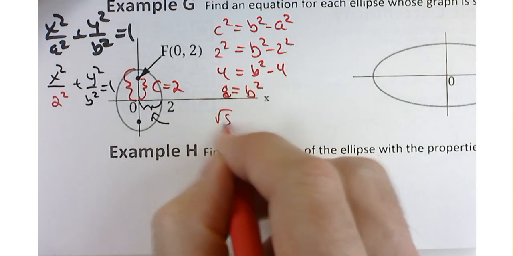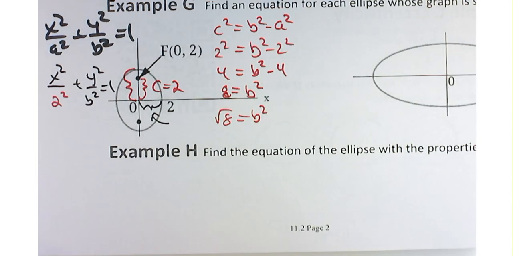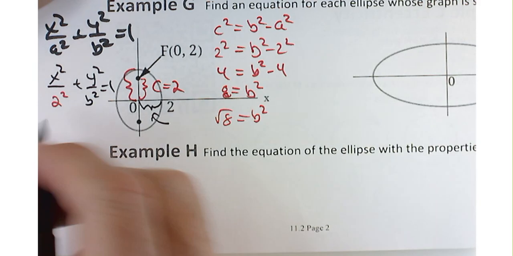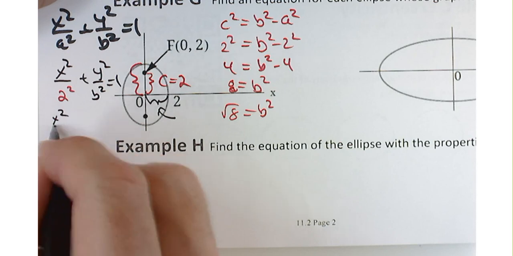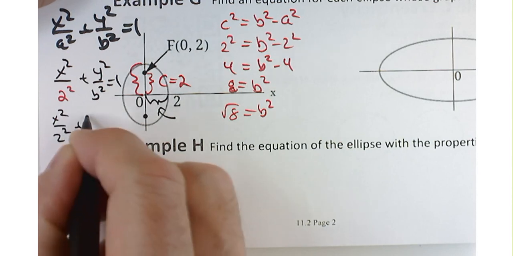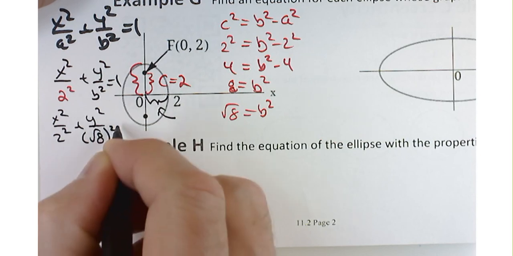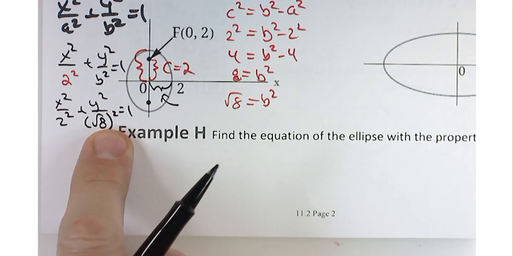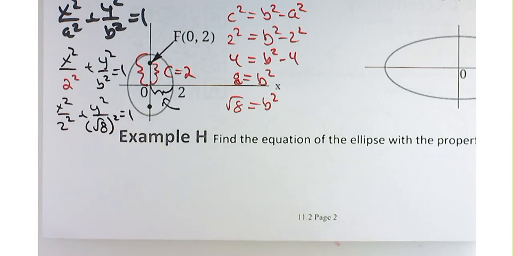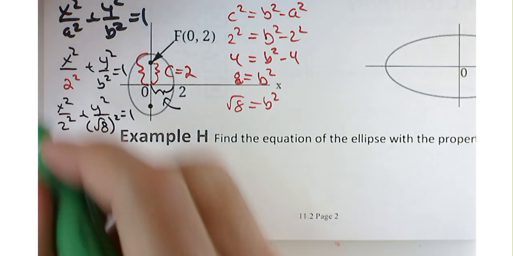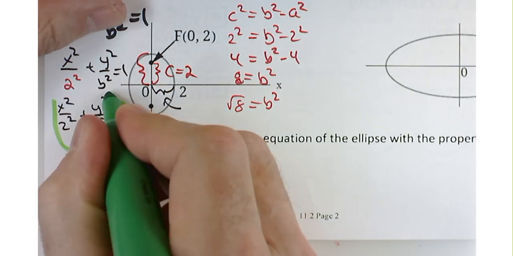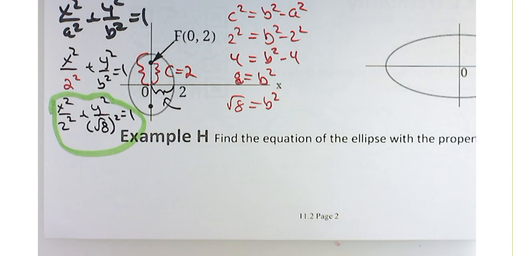Square root of 8 is b squared. And that's it. There's your answer. So it's x squared over 2 squared plus y squared over the square root of 8 squared equals 1. If you wanted to just write it as y squared over 8, not 8 squared, but over 8, I'd be fine with that as well. There's your answer. Nice.